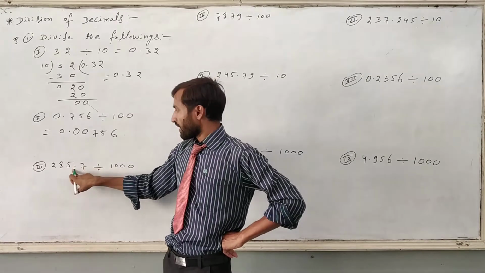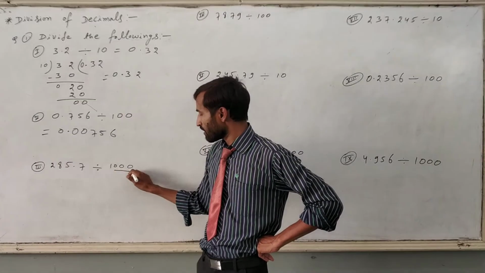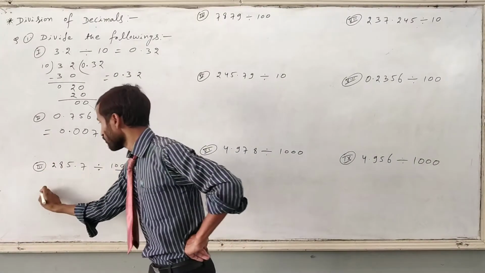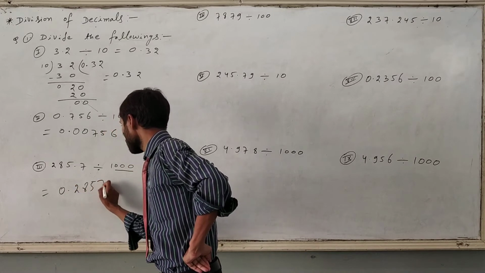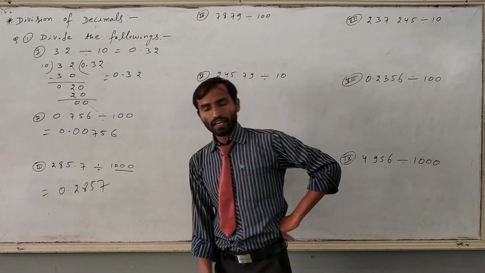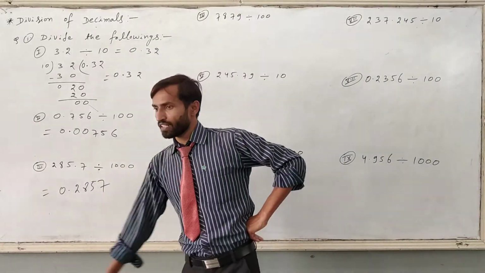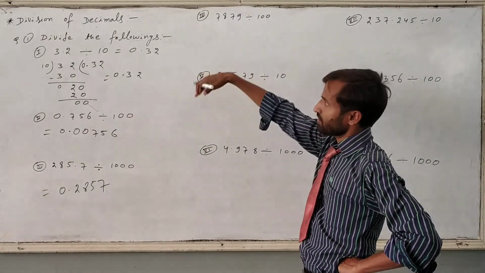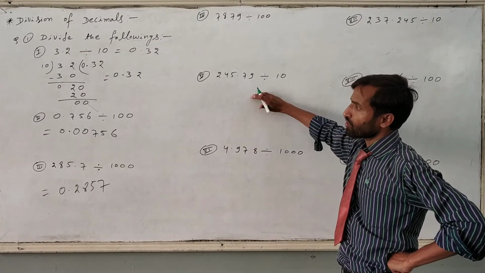Again, this point is after one decimal. Here one has 3 zeros, so this point will be shifted 3 digits. So the answer will be 0.2857. So we can put the direct answer: if the division is by a power of 10, we can say one has that number of zeros, then we put the direct answer, no need to divide.